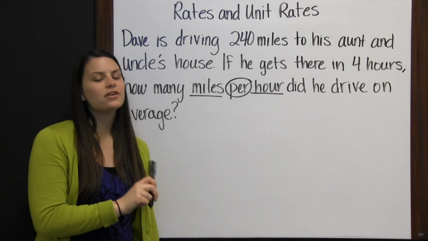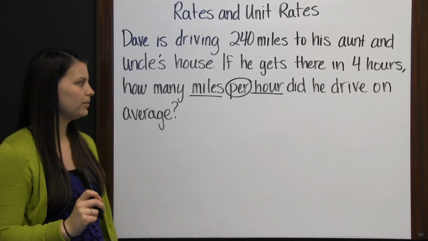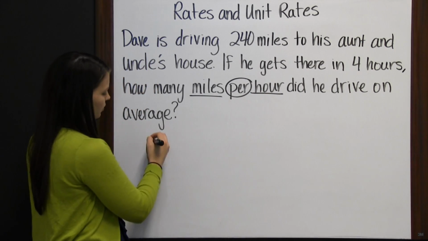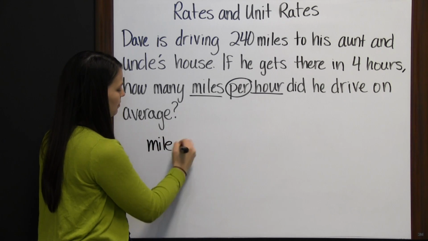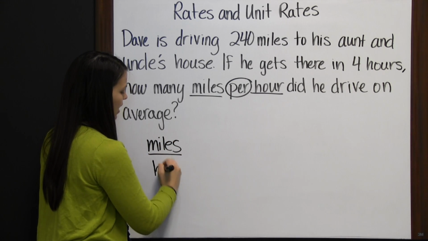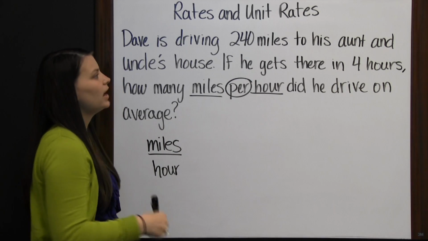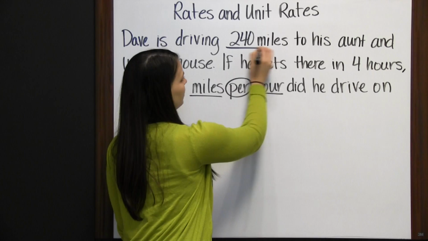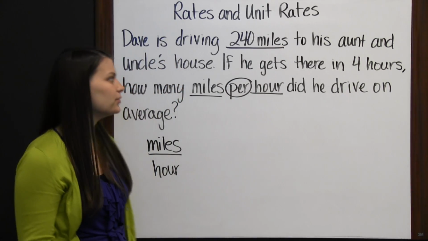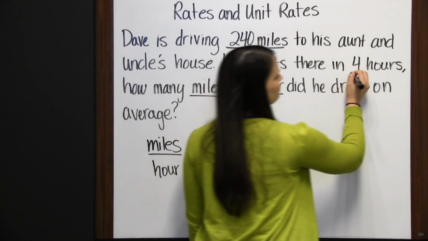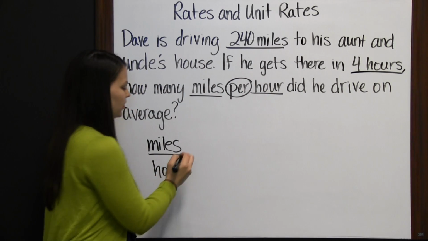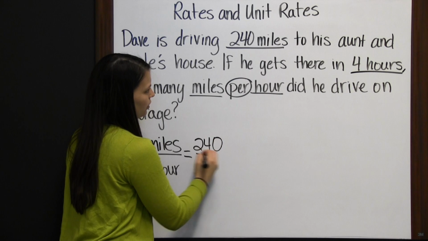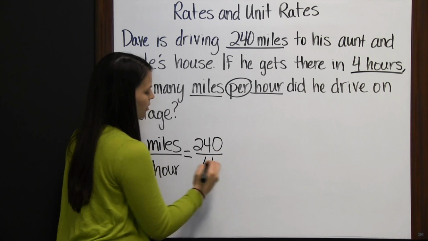In that question, they're telling you how to set up the problem. They're telling you to put miles over hours. So we're going to start with that. Miles per hour. And now we can substitute the information in from the problem. They told us how many miles. He's going 240 miles. And they told us how many hours. 4 hours. So we can put that into our rate, 240 miles for his 4 hours.